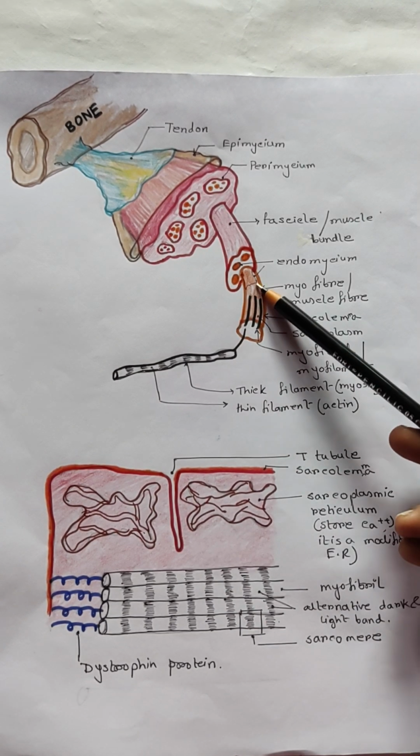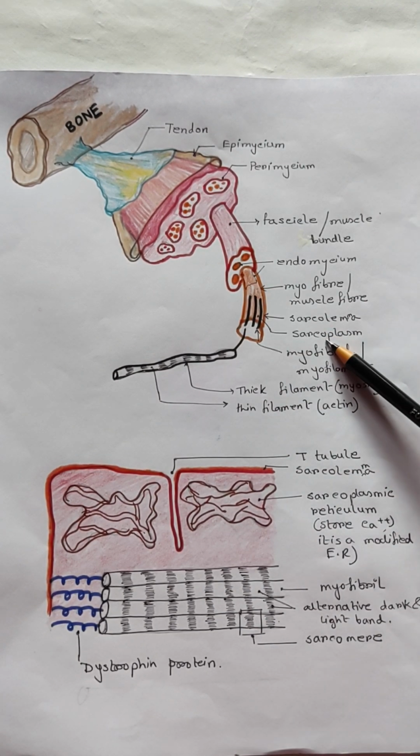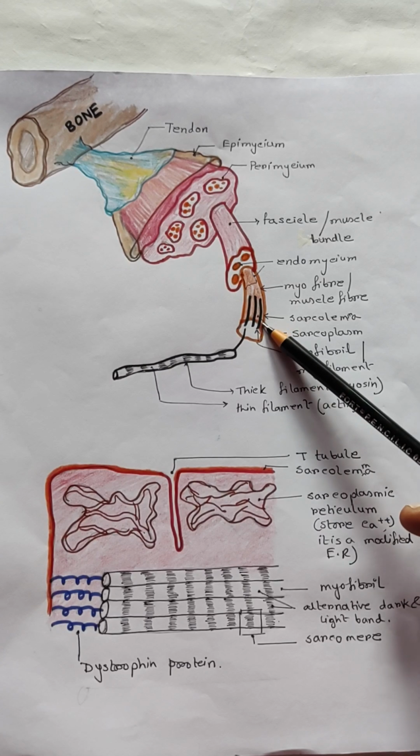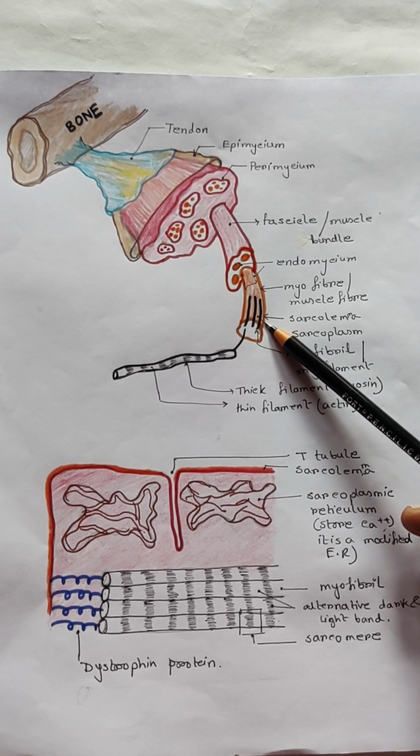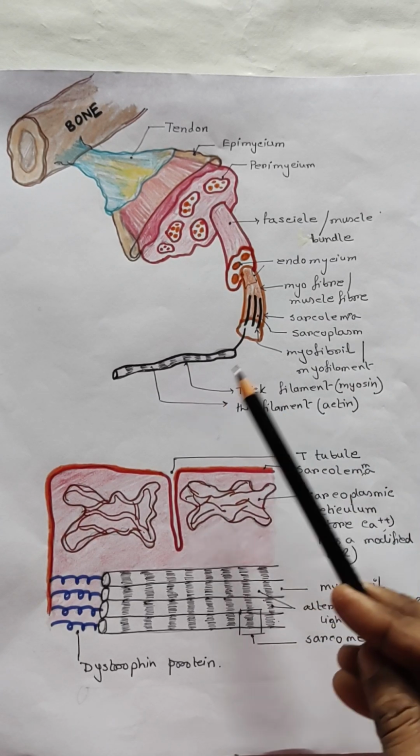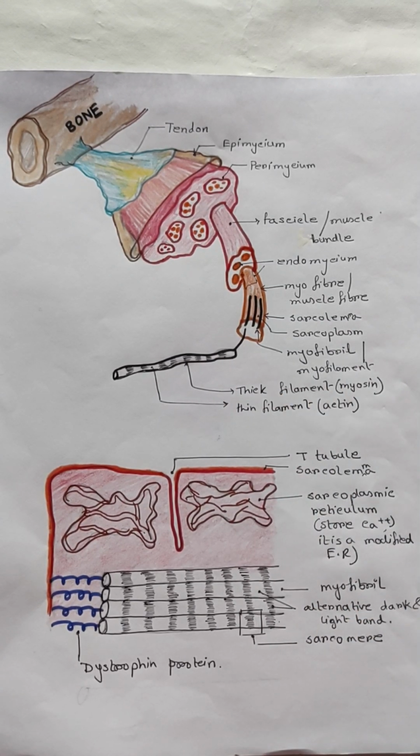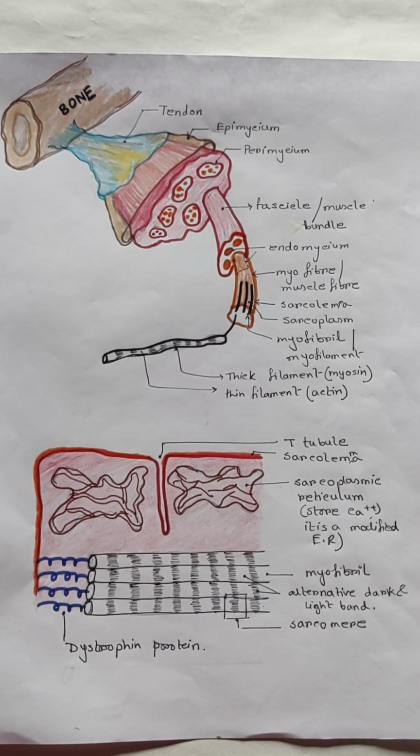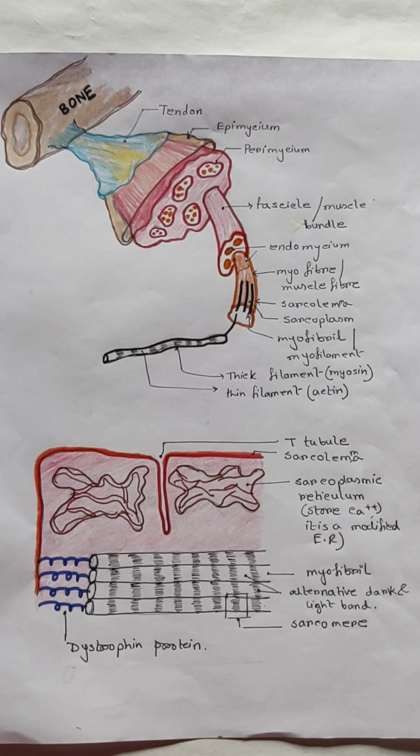The cytoplasm of the skeletal muscle, that is the sarcoplasm, contains the mitochondria and many nuclei. The mitochondria of the skeletal muscle are called sarcosomes. A syncytial structure can be found in the skeletal muscle. Syncytial structure, that is syncytium.